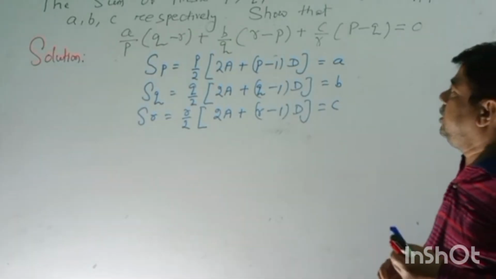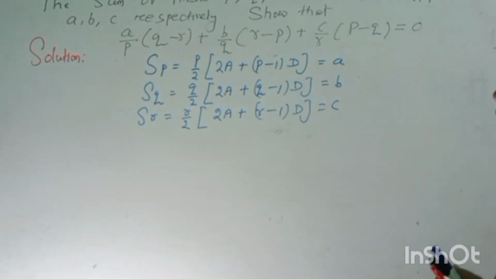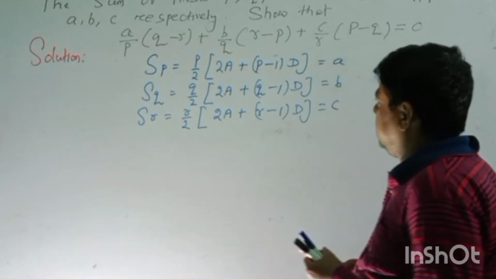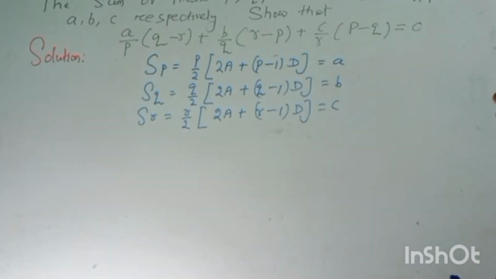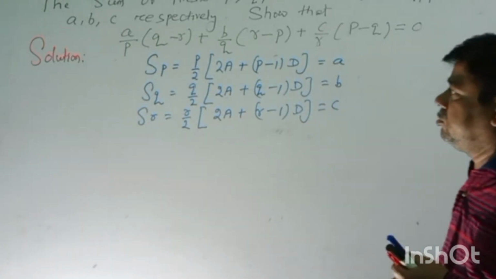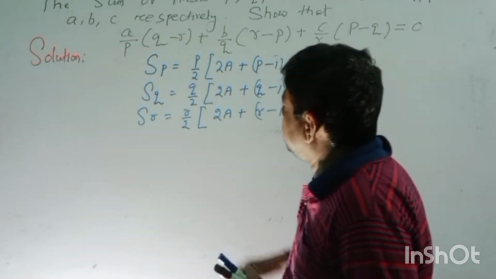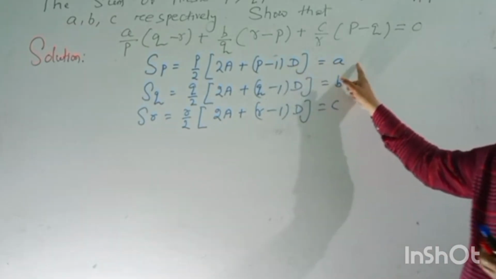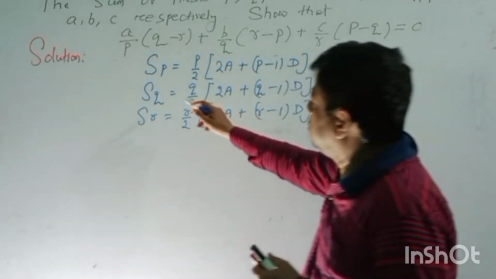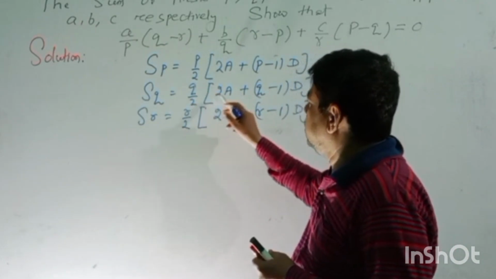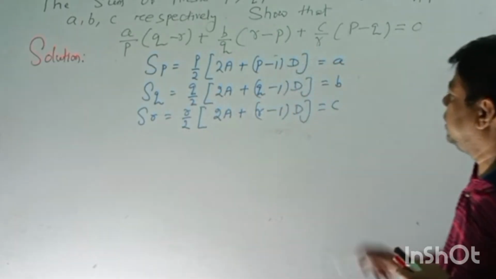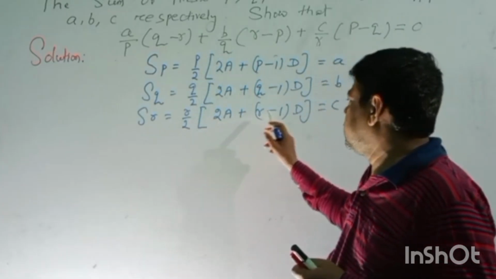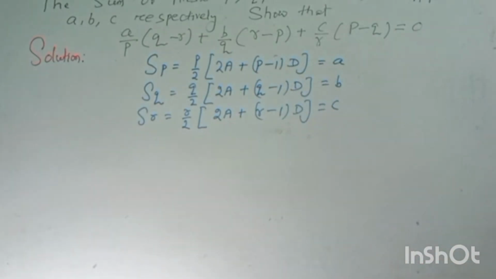The sum of the first P, Q, R terms of an AP are A, B, C respectively, so that A/P (Q − R) + B/Q (R − P) + C/R (P − Q) is equal to 0. Here the sum of the first P terms, S_P, is equal to P/2 (2a + (P − 1)d) = A. Similarly, the sum of the first Q terms is Q/2 (2a + (Q − 1)d) = B. The sum of the first R terms is R/2 (2a + (R − 1)d) = C.